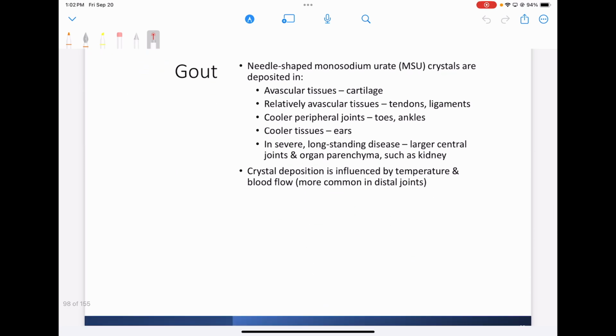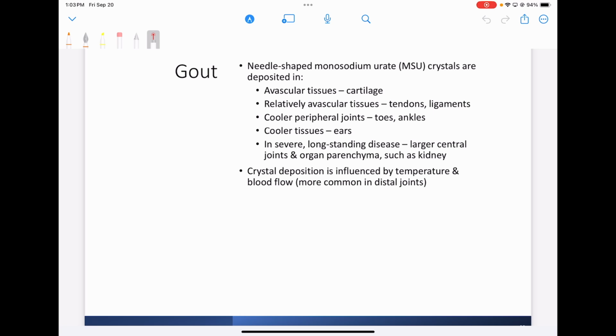So again, gout: needle-shaped monosodium urate crystals is the full term for those uric acid crystals. They can get deposited in avascular tissues like cartilage, relatively avascular tissues like tendons and ligaments, and cool peripheral joints like the toe. The big toe is usually a big site for gout. And when the big toe is involved, it's called podagra. It's just a simpler term, but it's still gout. It just means gout of the great toe, podagra.